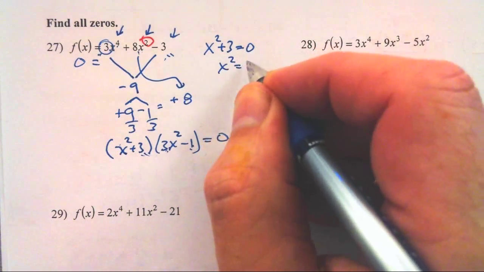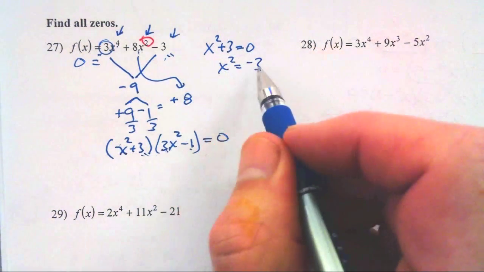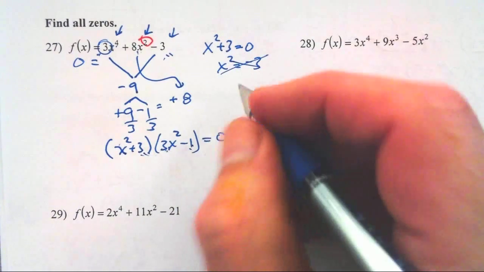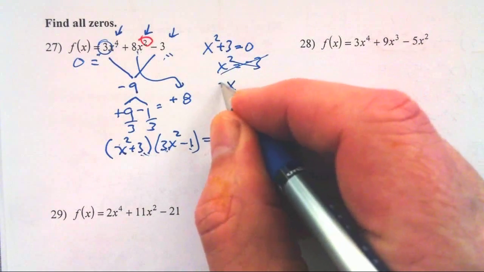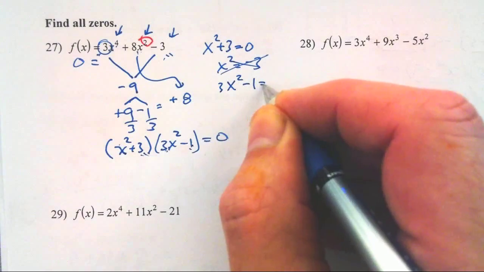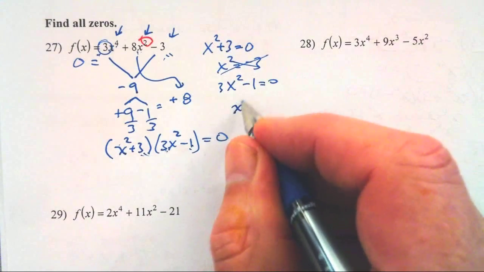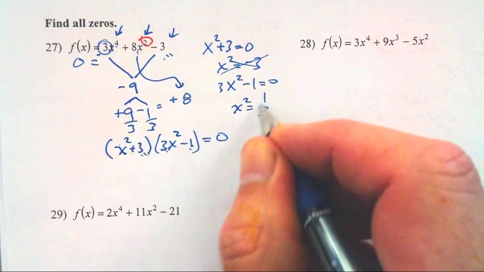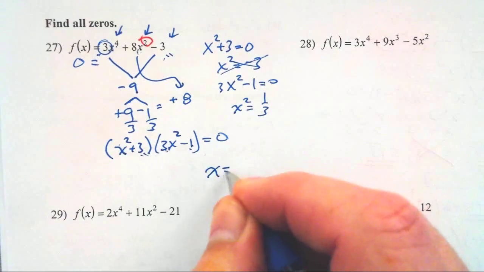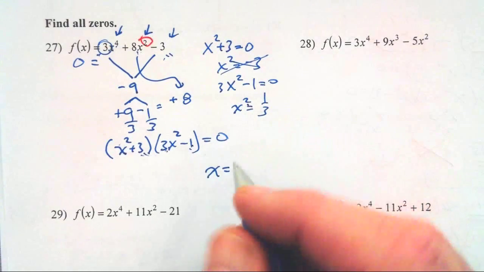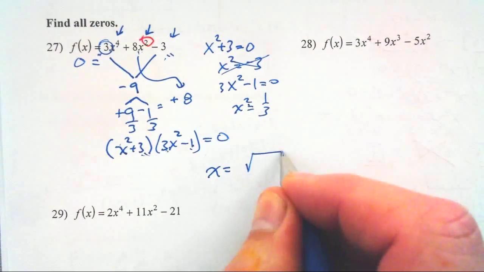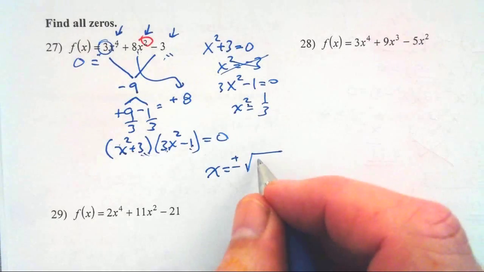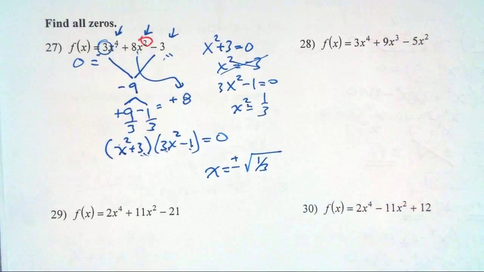That would be x squared equals negative 3. I can't have a squared number equal negative 3. Or 3x squared minus 1 is 0. So x squared is add 1, divide 3. X is, rescue the squared with square root, but not just square root, plus or minus square root of 1/3.